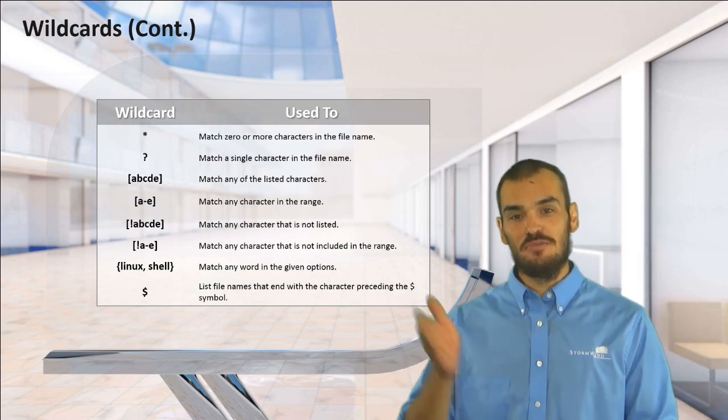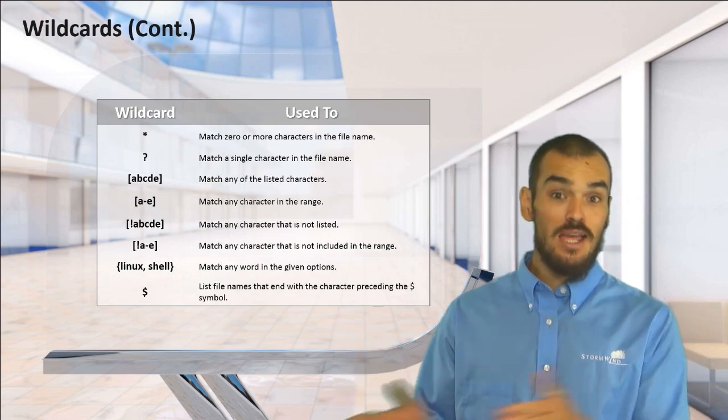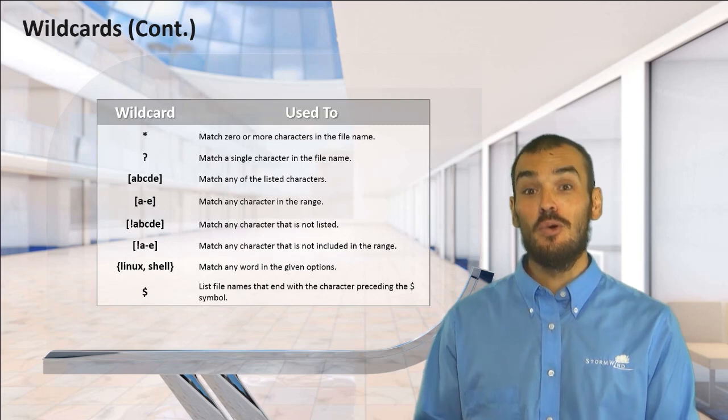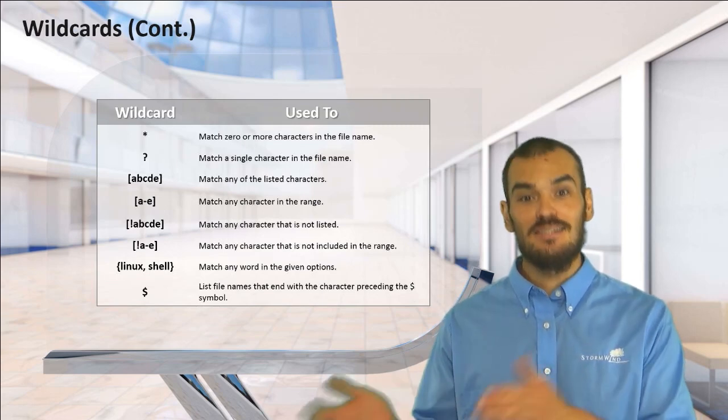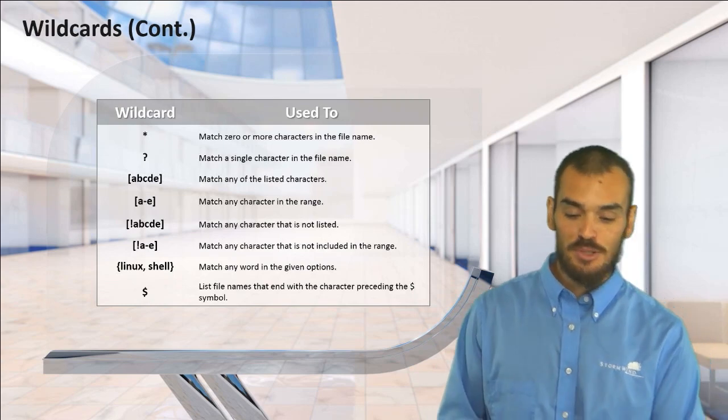So instead of specifying individual characters in the square brackets, you can say the letters A through E, and that would essentially look for A and B and C and D all the way through the range. Once again, you can also use numbers with that.